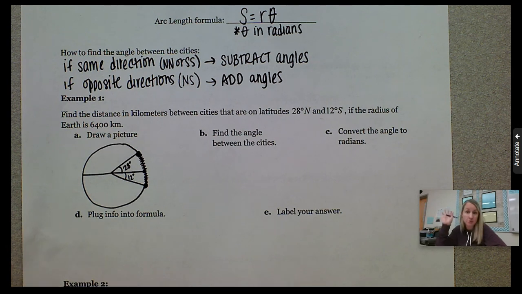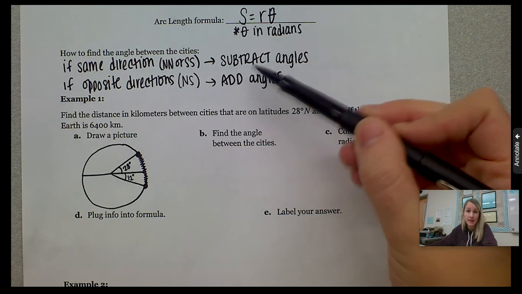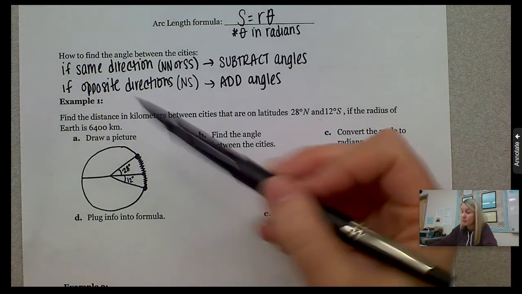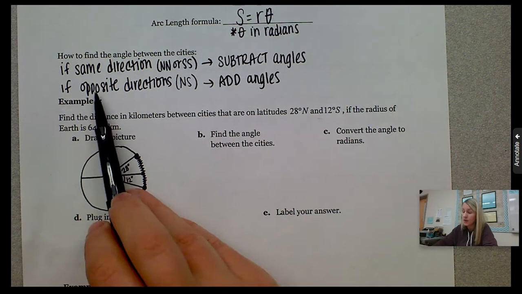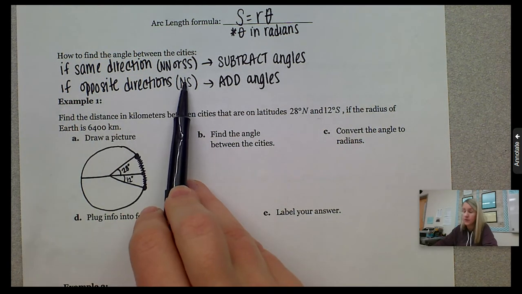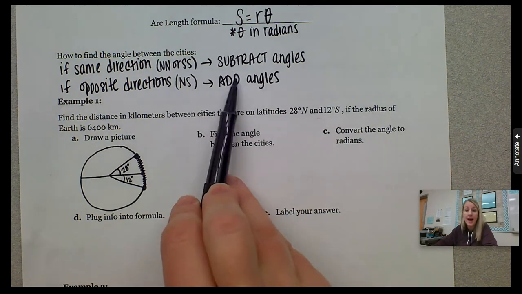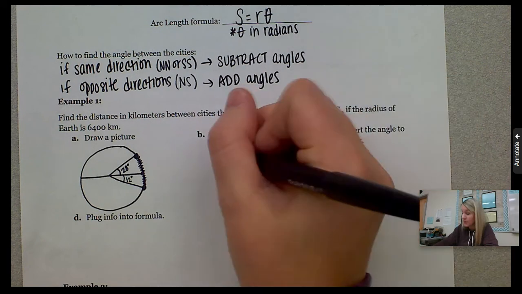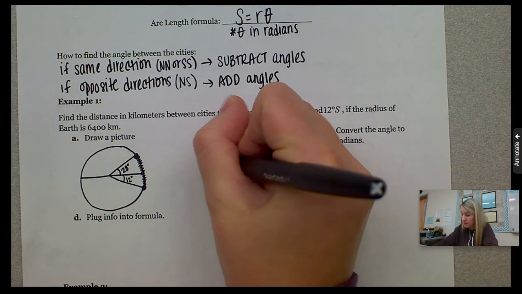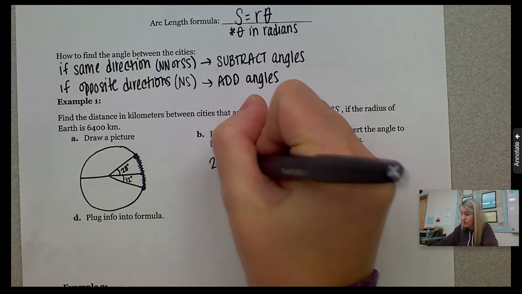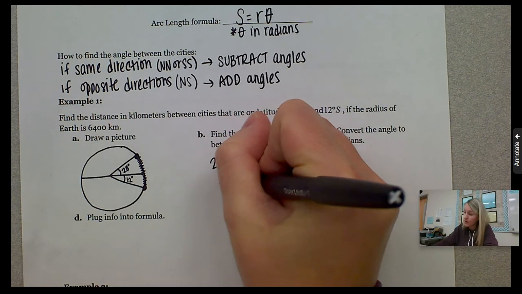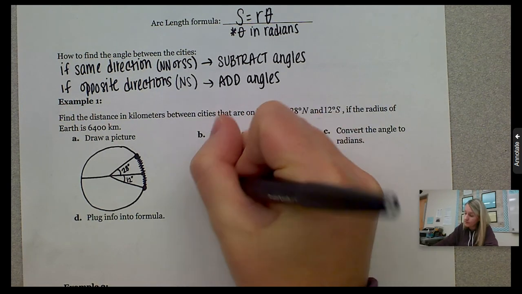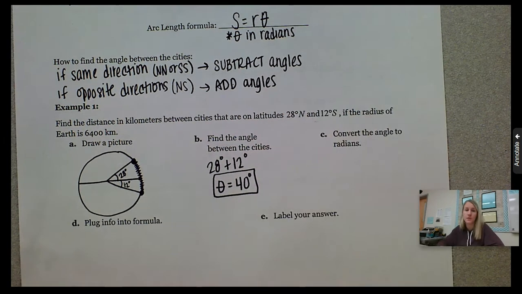Okay, so let's go. Find the angles between the cities. So this is why I needed this up here. These are in opposite directions, right? One north, one south. So if they're in opposite directions, to find the angle in between, we're going to add the angles. So I'm going to take 28 degrees and add 12 degrees to get my angle of 40 degrees. Okay, so that wasn't too terrible.